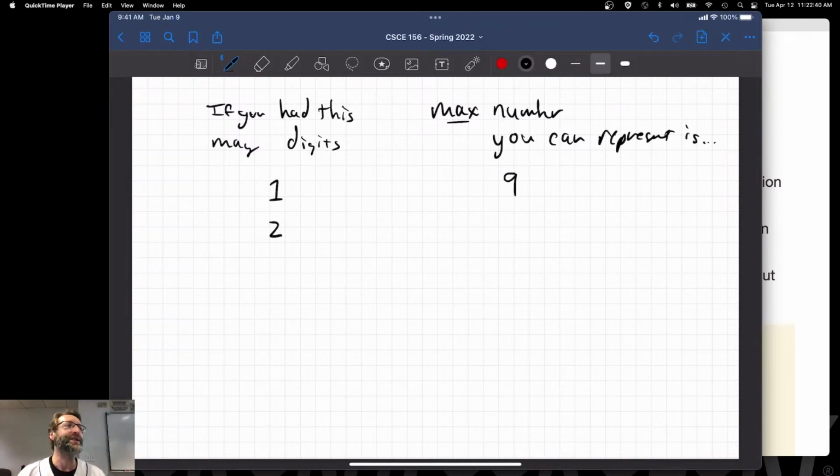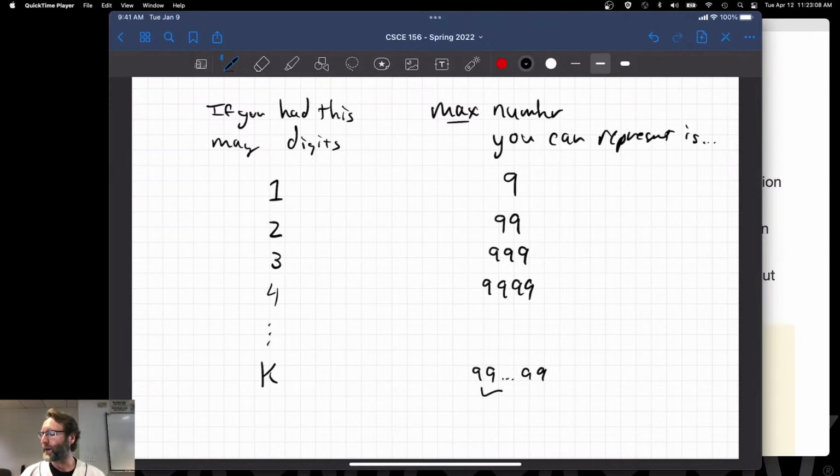Now, what if I gave you 2 digits? 99. Right? And hopefully the pattern starts to become clear. 999 if I gave you 3 digits. If I gave you 4 digits, well, then now you can have carryover, and you can do 9,999. If I gave you k digits, what is the maximum value that you can represent? Well, 99...99. How many 9s are going to be here? k of them. How do we express that in terms of k?